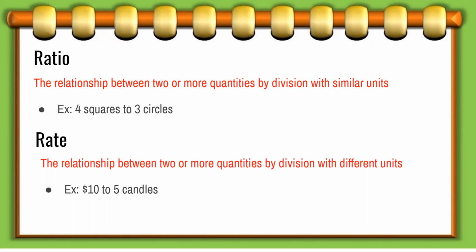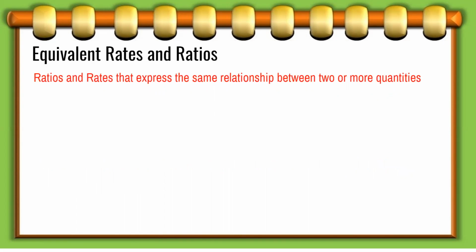That sounds pretty similar. What's the big difference? Well, the difference is ratios have similar units, rates have different units. As we can see in our example, if I'm comparing 4 squares to 3 circles, circles and squares are both shapes. So I know that that is a ratio because the units are similar. Versus in my rate, if I'm comparing $10 to 5 candles, those are two different units because I'm comparing money to a candle. All right, now let's jump into equivalent rates and ratios.